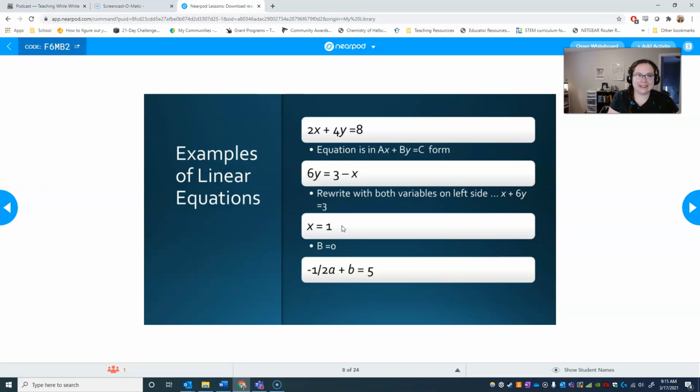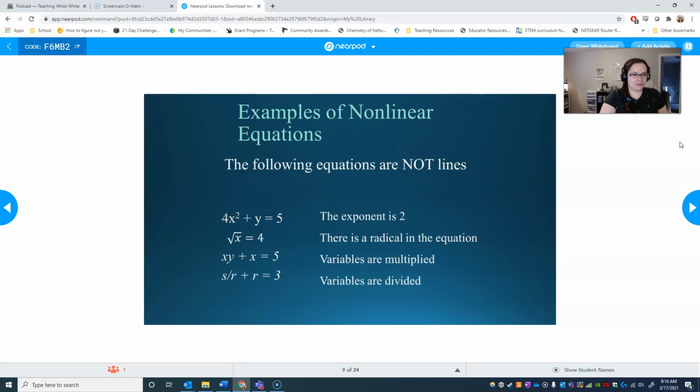This third one, x equals 1, well, it could be 0y somewhere in the equation, so y is not part of what we graph. x equals 1 is also a line, that works. And the last one is negative 1/2 a plus b equals 5. In this one, your variables are labeled A and B instead of x and y, but nothing is squared, nothing is cubed, there's no radical, so that's also going to graph to a line. Some non-examples are right here.